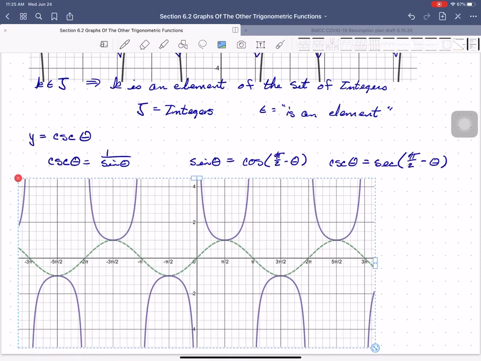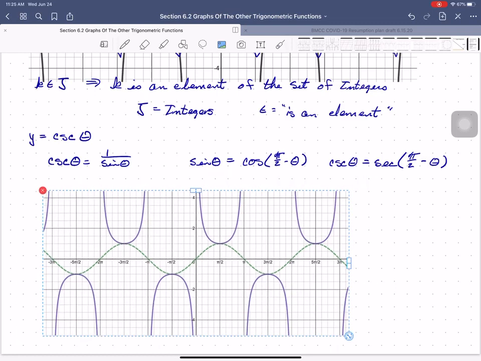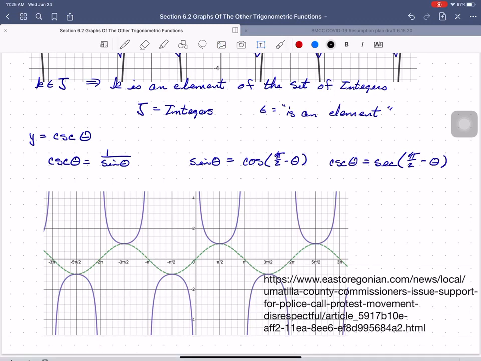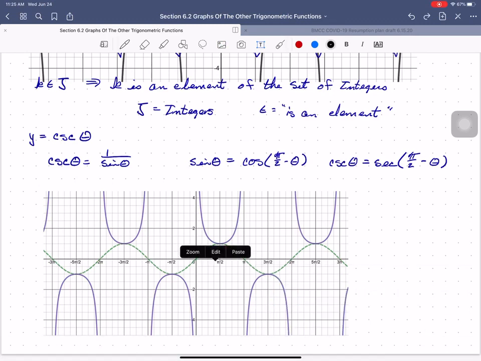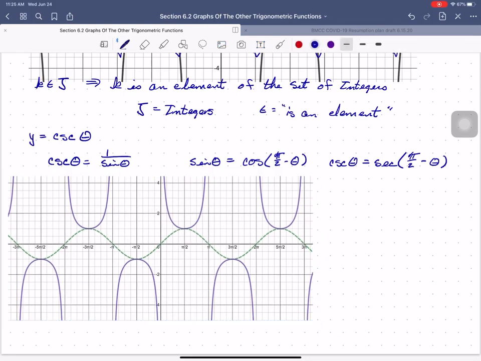And if you compare the graph of cosecant to the graph of secant, the only real difference is where the vertical asymptotes occur, which will affect the domain, right? The vertical asymptotes for secant appear where cosine equals 0. The vertical asymptotes for cosecant appear where sine equals 0. So again, for reference, this green curve is the function y equals sine. I just put it on there for reference. The purple curve is y equals cosecant.